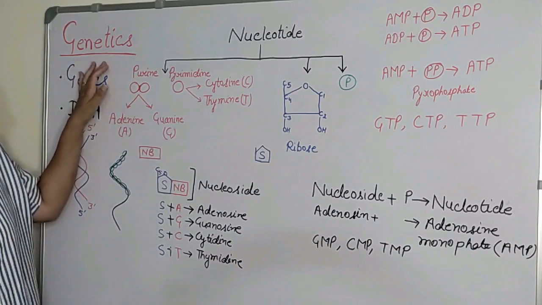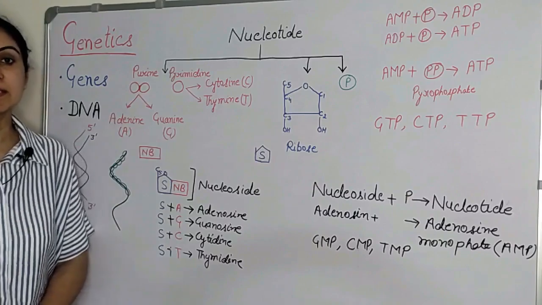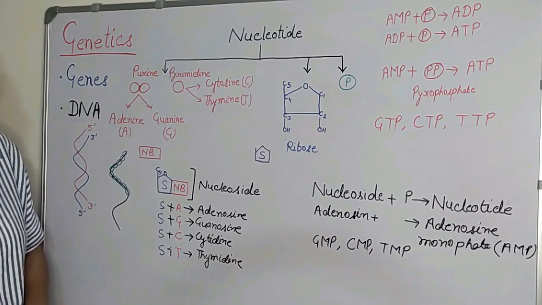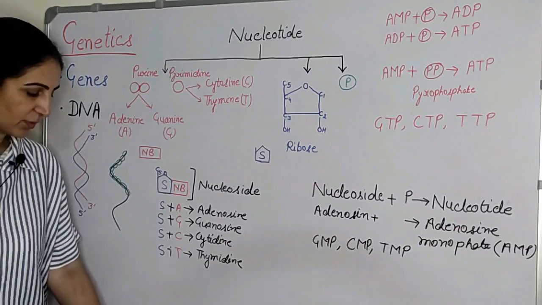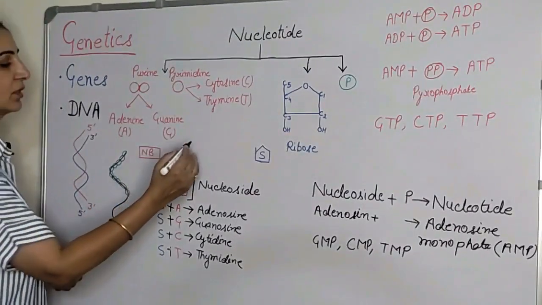So what is genetics actually? Genetics is the study of genes. So what are genes and where are they located? The genes are present on chromosomes.